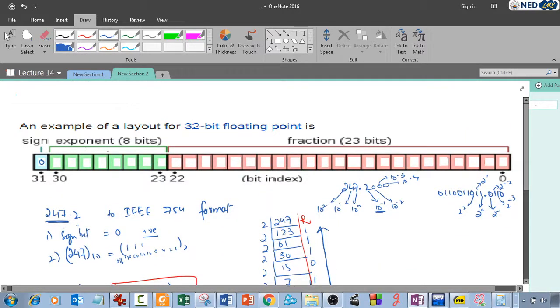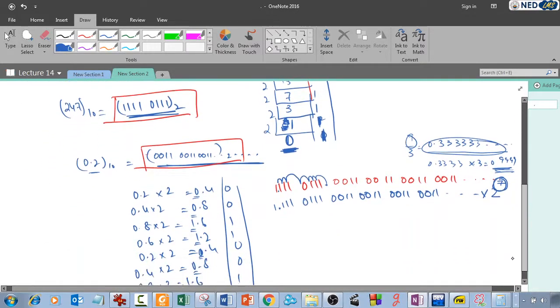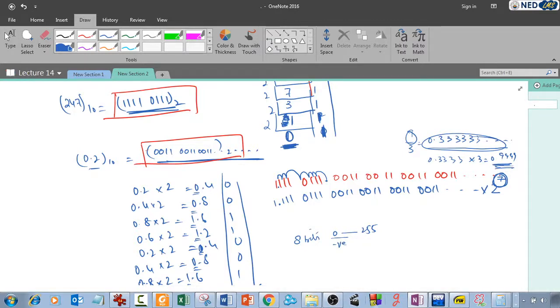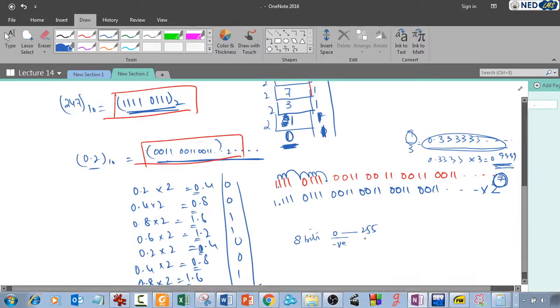This exponent part is 8 bits, but it can contain positive values as well as negative values. So the range of 8 bits goes from 0 to 255. In the initial range it will contain the negative values for the exponent, had it been a number less than 1. And from halfway through it would contain the positive values.